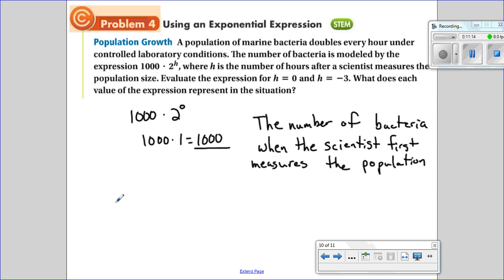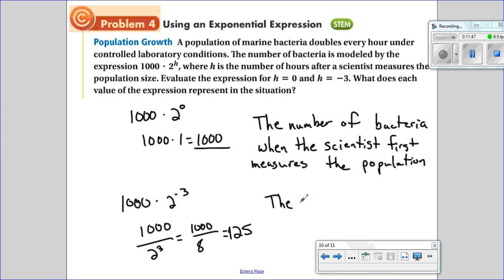If we plugged in -3, we have 1,000 times 2 to the -3, right there. So that becomes 1,000 divided by 2 to the third. 2 to the third is 8, so you have 1,000 divided by 8, which turns out to be 125. So what does that 125 represent?